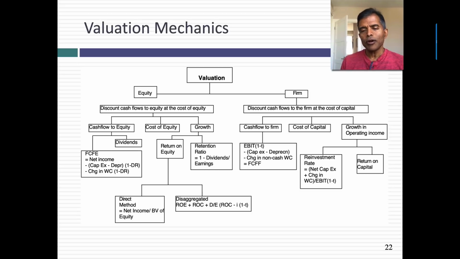When you're valuing the firm, the same process applies, but everything is defined from the context of the firm. Your cash flows are cash flows before debt payments, cash flows to the firm. Your discount rate is the cost of capital. And your growth in operating income is what you're focusing on, because this is a pre-debt earnings.